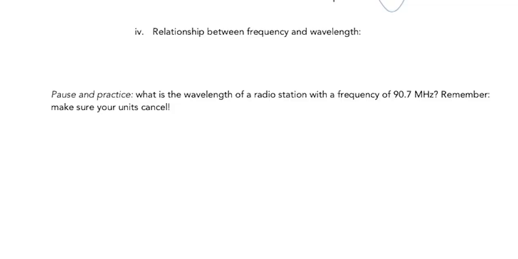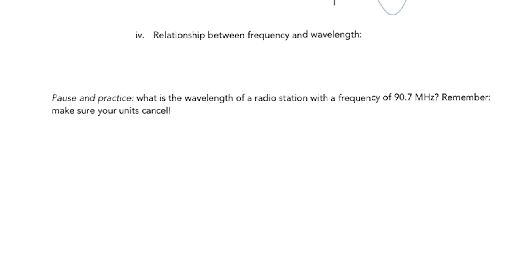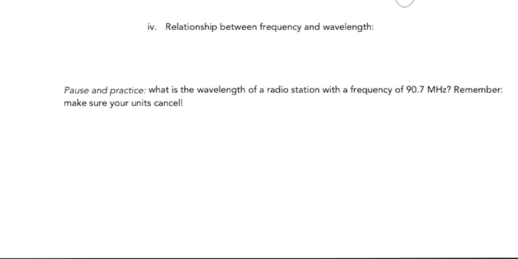So as long as we know one quantity, the wavelength or the frequency, we can figure out the other, because their product is always equal. Now let's practice manipulating this equation. WFAE is a public radio station in Charlotte with a frequency of 90.7 megahertz.